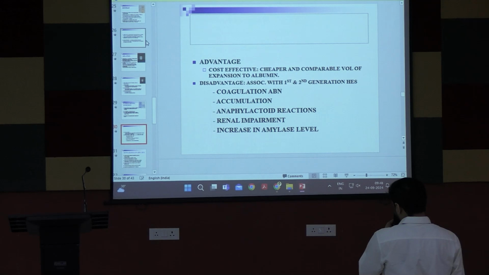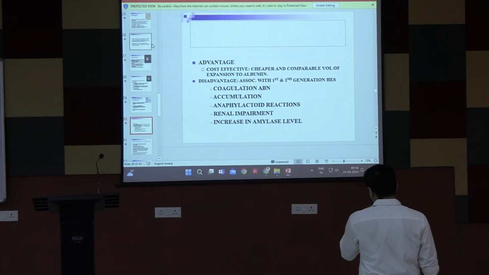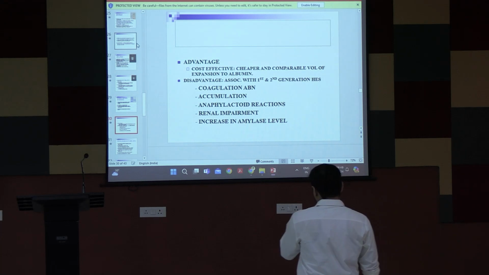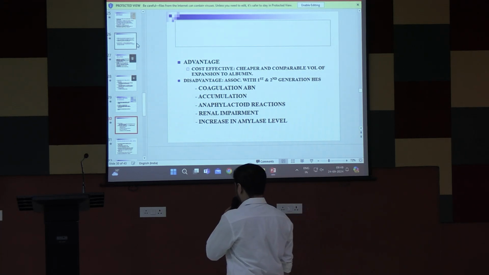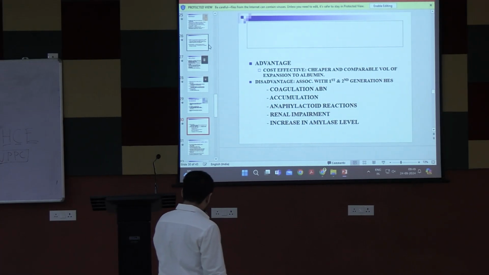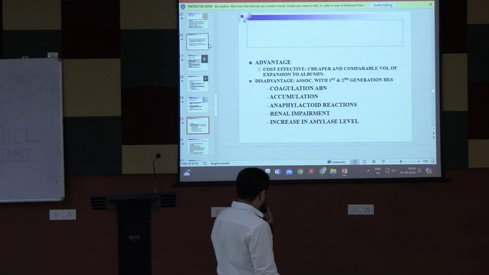Advantage: cost effectiveness, cheaper, comparable volume expansion to albumin. Disadvantage: associated with first and second generation HES: coagulation abnormality, accumulation, anaphylactic reaction, renal impairment, increase in amylase level.